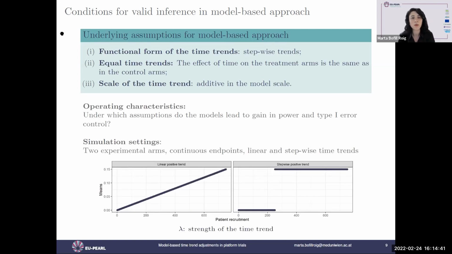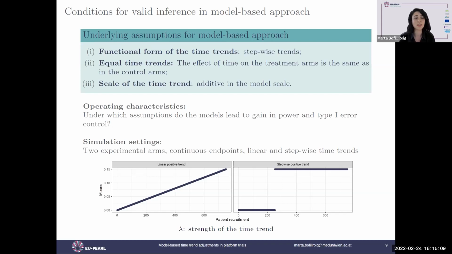In our work, we evaluate the robustness of the corresponding hypothesis test with respect to these assumptions, and evaluate under which circumstances they lead to a gain in power and type 1 error control. Today, I will illustrate that through a simulation study. As I explained before, I will focus on testing the effect of arm 2 in trials with 2 treatment arms and the shared control.